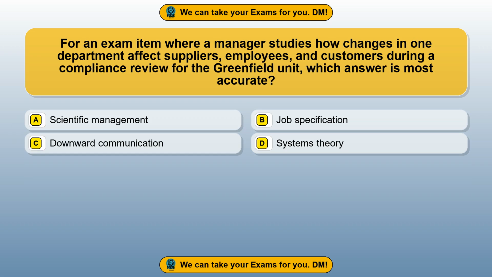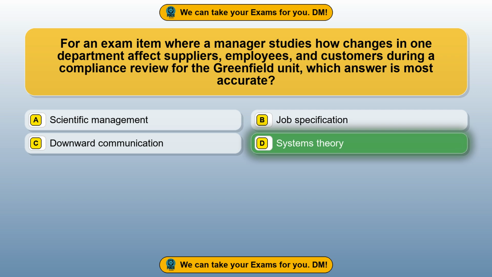Question 11. For an exam item where a manager studies how changes in one department affect suppliers, employees, and customers during a compliance review for the greenfield unit, which answer is most accurate? Option A, scientific management. Option B, job specification. Option C, downward communication. Option D, systems theory. The correct answer is option D, systems theory.